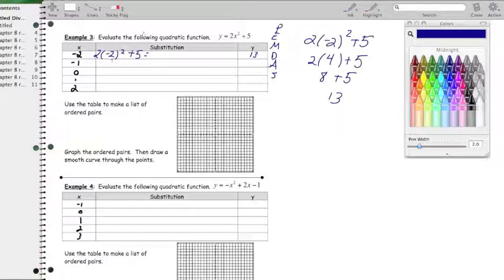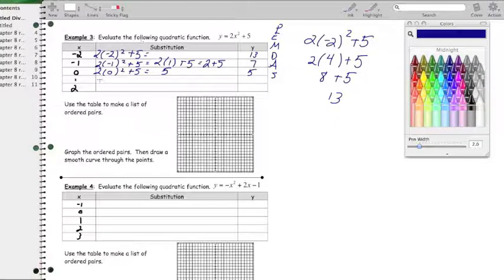So let's try the next one. 2 times negative 1 squared plus 5. So the first thing I do is square negative 1, so it's going to be a positive 1. I have 2 times positive 1 plus 5. That's 2 plus 5. I get 7. Next one is 0, which is a pretty nice one. That whole term cancels, I just get 5.